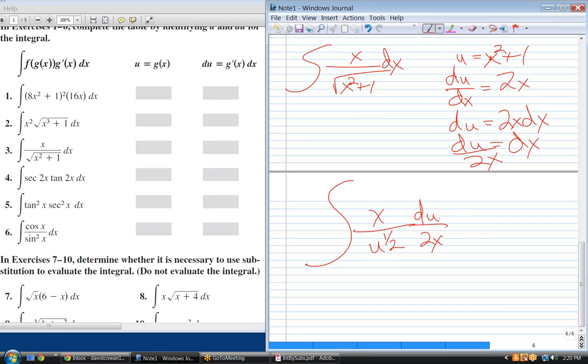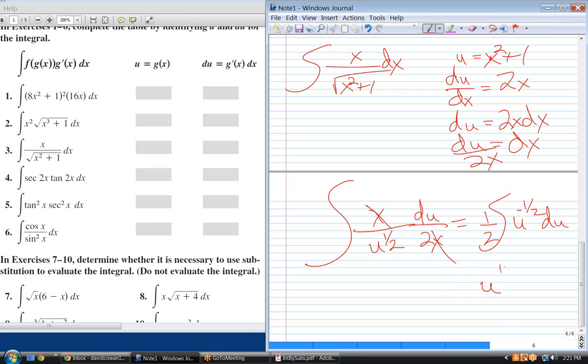And now we have an x that we cancel. And then we have the du, we pull out the 1/2. It's 1/2, not 2. Okay, and then we have negative 1/2 u, and then we just integrate that using the power rule. So that's 2/3 u to the... add 1.